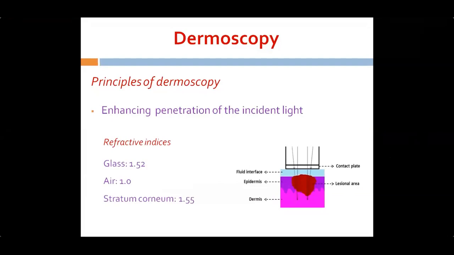So in order to make sure that more and more light penetrates into the skin, an intervening medium known as the fluid interface or linkage fluid is employed, whose refractive index is nearer to the glass or stratum corneum, so that a uniform refractive medium is created between the dermoscope and the skin lesion, and hence more and more light penetrates into the skin. For this purpose, commonly we use ultrasound gel.